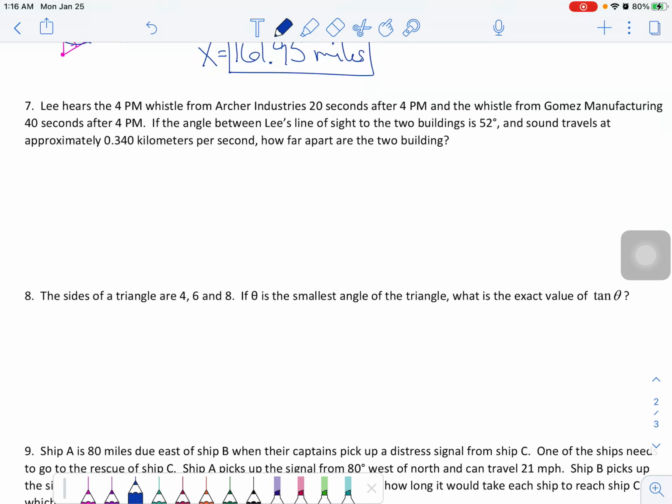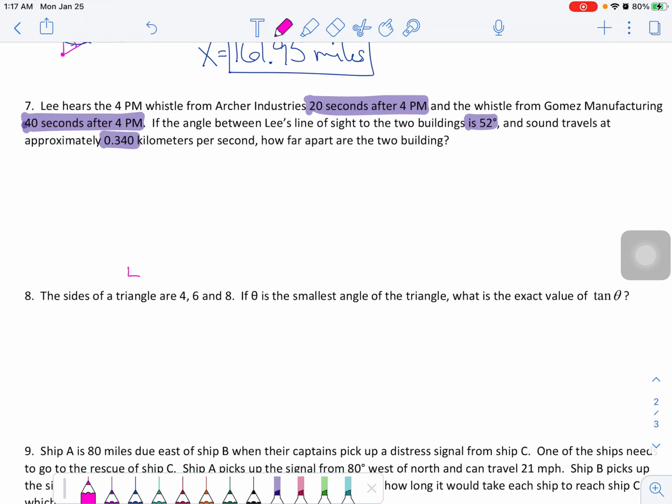All right, back to our law of cosines word problems. Problem number 7: Lee hears the 4 p.m. whistle from Archer Industries 20 seconds after 4 p.m., which means he is far enough away that there is a delay in the sound. And the whistle from Gomez Manufacturing 40 seconds after 4 p.m. The angle between Lee's line of sight to the two buildings is 50 degrees, and sound travels at approximately 0.340 kilometers per second. How far apart are the two buildings?